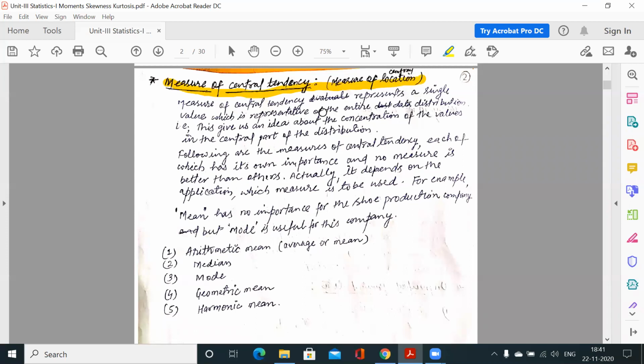Suppose we have 100 points in our data, and we want to represent those 100 points through a single value. By using a single value, we calculate the measure of central tendency. So it is a single value which is the representative of the entire data distribution.